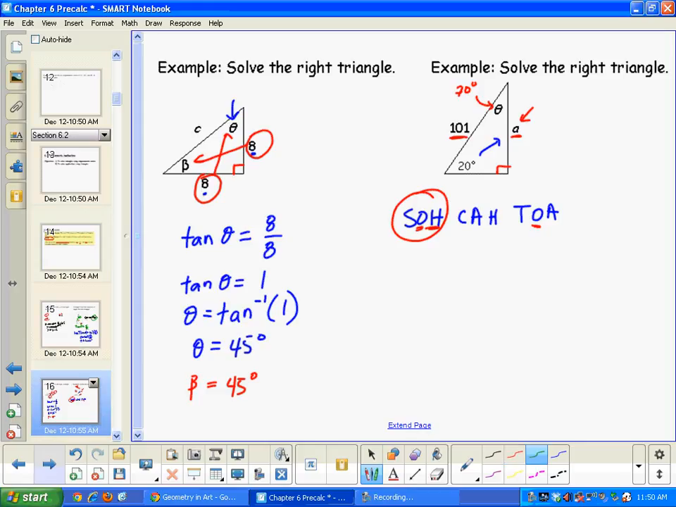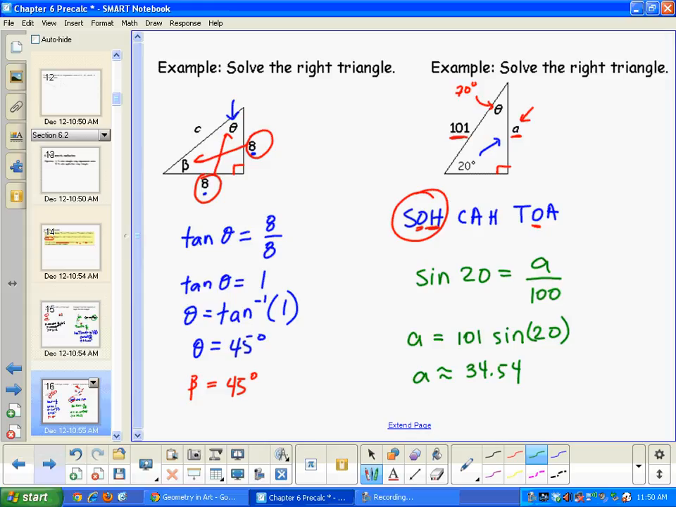Since I'm using the sine, I can say that the sine of my 20-degree angle is equal to the ratio A over my hypotenuse of 101. So A is going to be equal to 101 sine 20. I can use my calculator to evaluate that, and I get A is approximately 34.54.